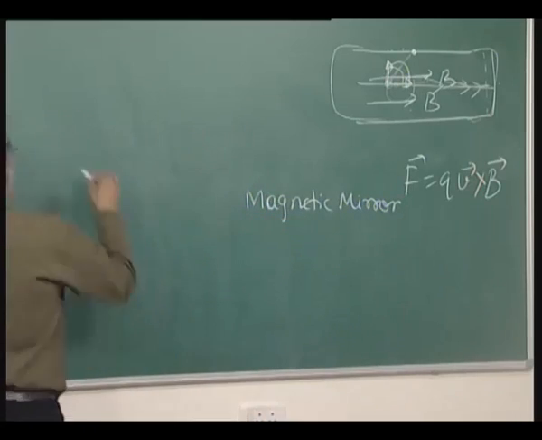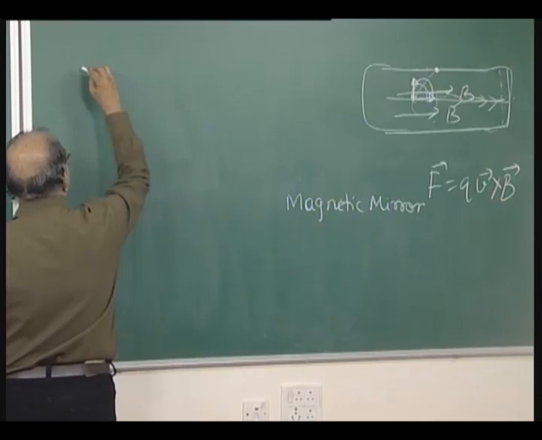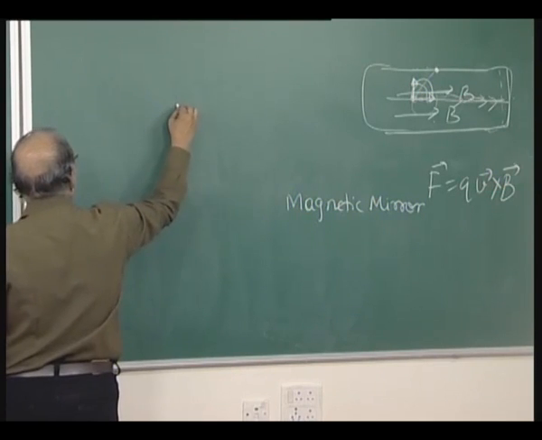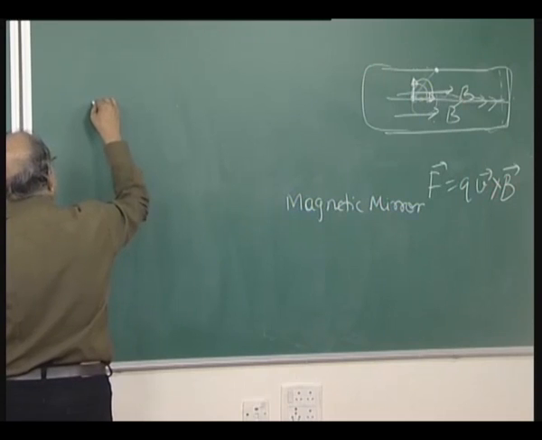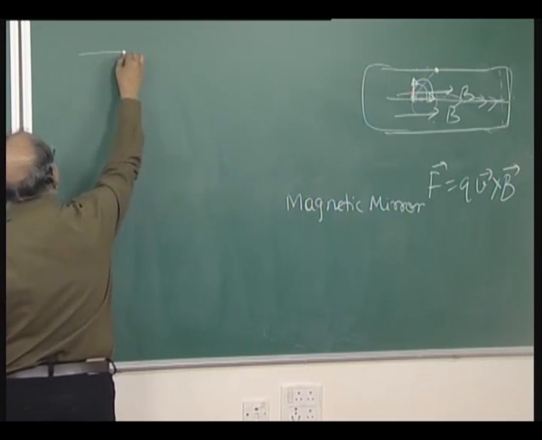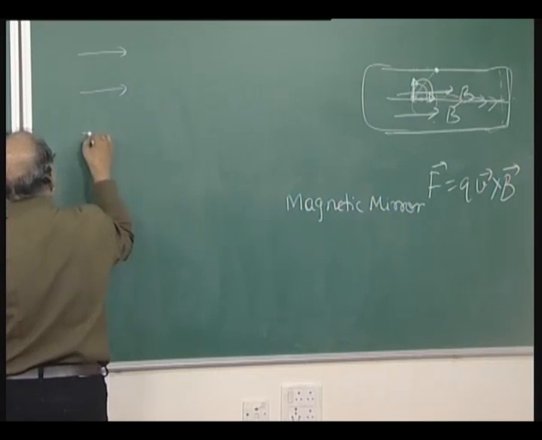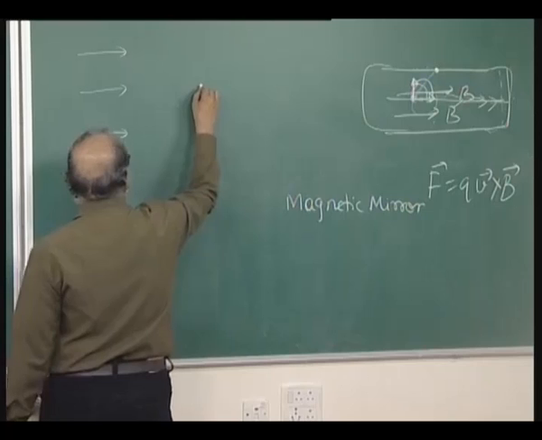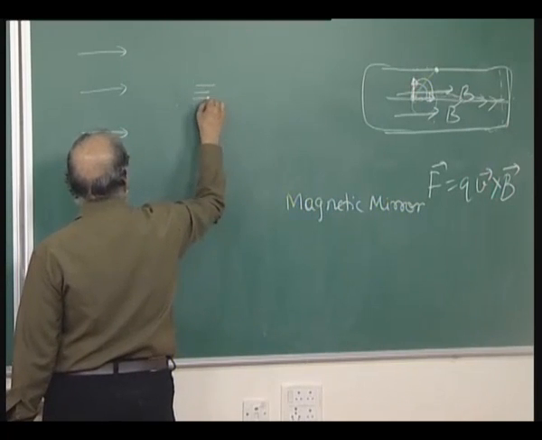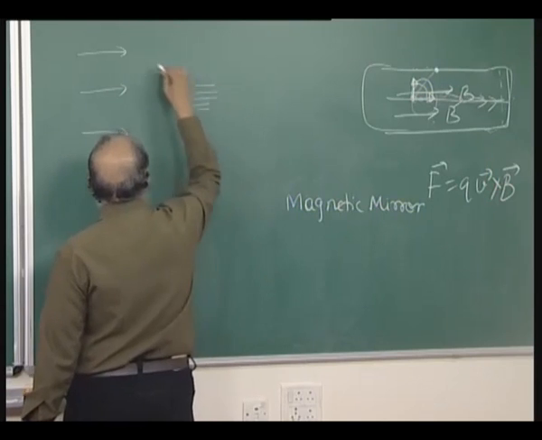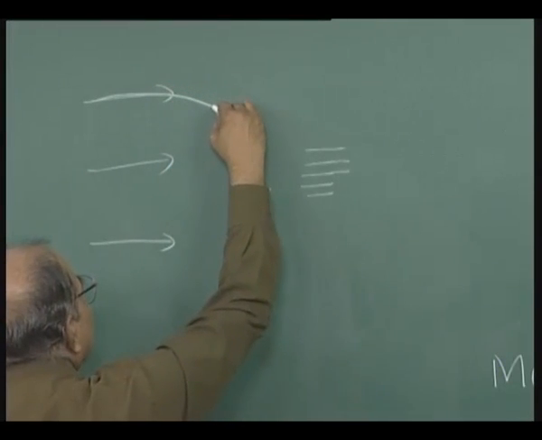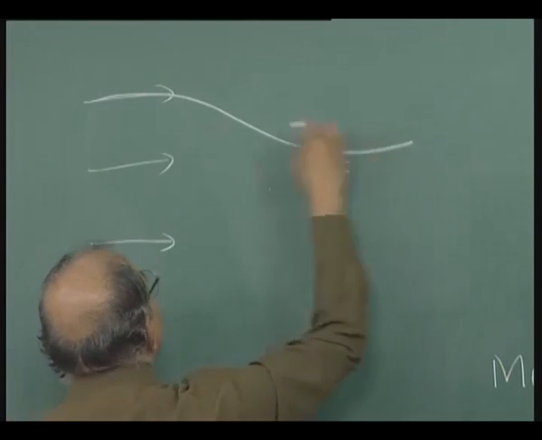Suppose you have a magnetic field which is non-uniform, and here the field is strong, here the field is weak. So, if you draw field lines, here the field lines are widely separated, here the field lines are more congested. So, that means the field lines must be going like this.